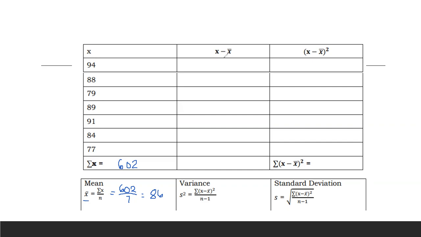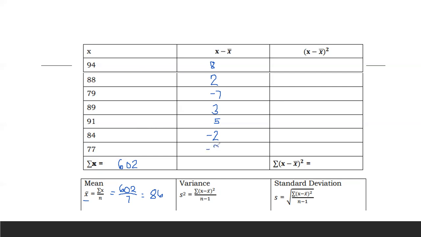Ganun pa rin, ima-minus pa rin natin ang ating mean sa ating po mga data, our variables. So that's 94 minus 86, that will be 8. Then 88 minus 86, that will be 2. Then we have 79 minus 86, that will be negative 7. Then we have 89 minus 86, that will be 3. Then 91 minus 86, that will be 5. 84 minus 86, that will be negative 2. And 77 minus 86, that will be negative 9.